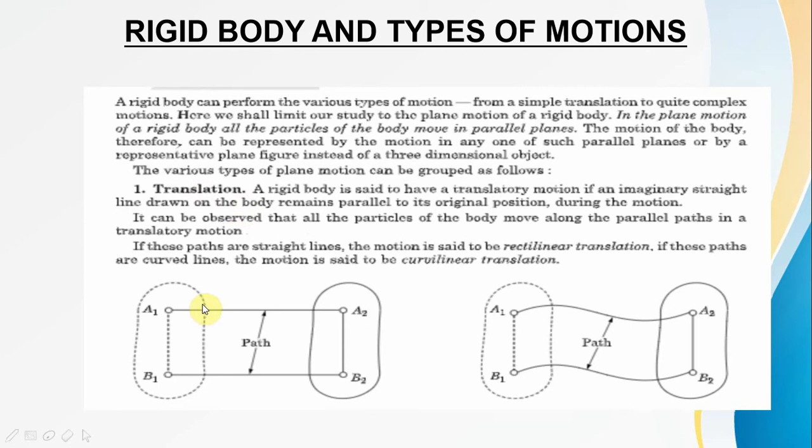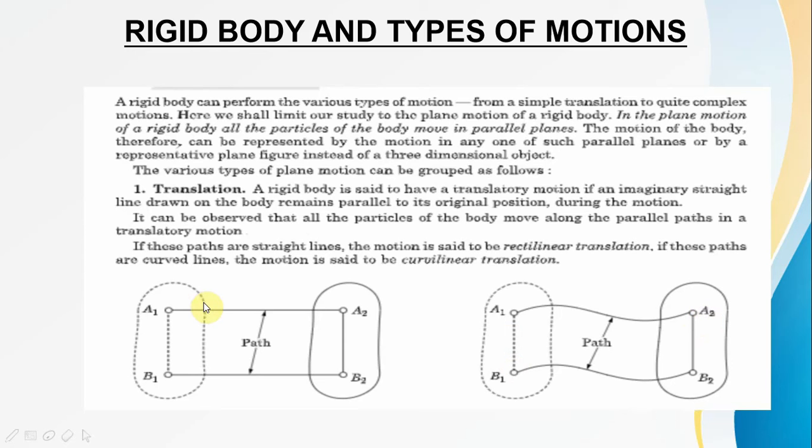In this motion, suppose there is a body and you draw an imaginary line on it. If you move this body from this place to another place and the imaginary line stays parallel, then it is known as translation motion. But translation motion can be in two forms: rectilinear translation as well as curvilinear translation. As you can see, in this case these two lines are parallel, and also in this case these two lines are parallel.